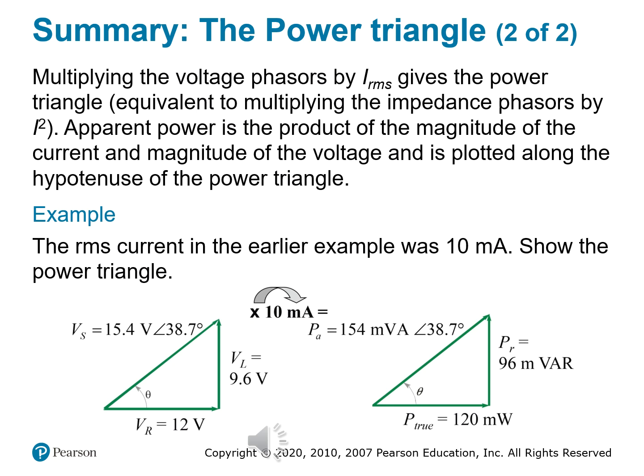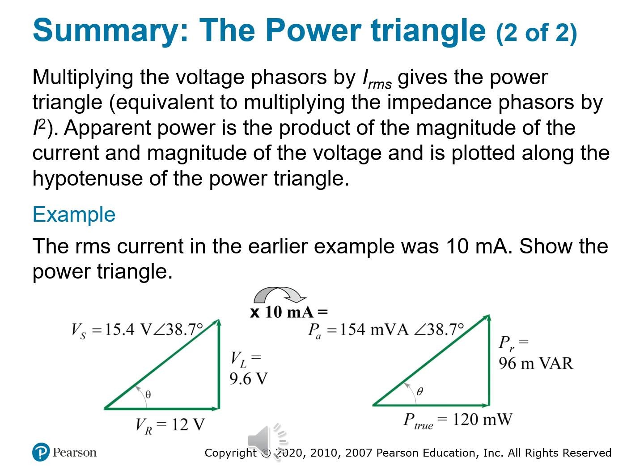We have true power, P sub true, which equals V sub R times current, which is 12 volts times 10 milliamps. That gives us 120 milliwatts. And then we have the reactive power, denoted by Q, equal to V sub L times I, which is 9.6 volts times 10 milliamps, or 96 milli-VARs. And these values now define your power triangle, with the horizontal leg being the real power in watts, the vertical leg being the reactive power in VARs, and our hypotenuse being the apparent power in volt-amps.